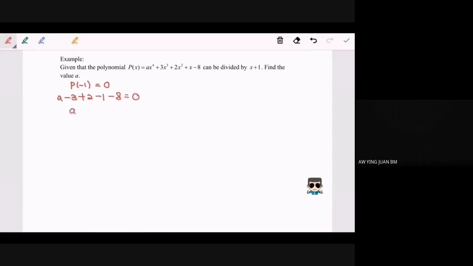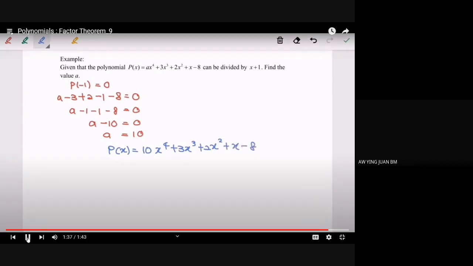So a minus 1 minus 1 minus 8 equals to 0. A minus 10, which is equals to 0. And finally, a will be equals to 10. So I would like to remind you, do remember to substitute the value into the polynomial. So finally, px will be equals to 10x to the power 4 plus 3x cubed plus 2x squared plus x minus 8. So here we are, and thanks for watching.